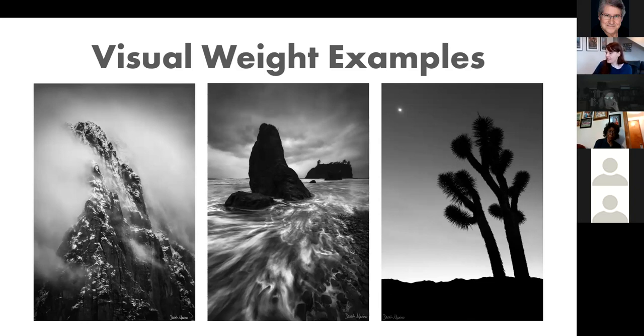And then in the final example, this is the moon, and it's tiny, and it attracts a tremendous amount of visual weight. So these Joshua trees take up more space, and they also hold a lot of visual weight, but the moon attracts a lot of attention compared to the other elements in the frame. So when you think about an element like that, it's essential to the composition, even though it's really small.